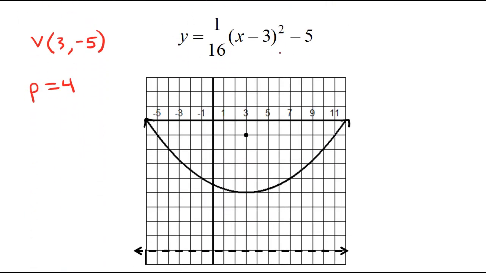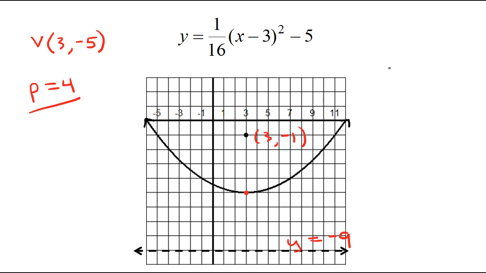Okay, here's my equation again. I know that the vertex is at 3, -5. That's this point right here. Now, because I figured out that p was 4, in order to get to the focus, I would go 4 units up, and this is the point 3, -1. That's my focus. And then I would go 4 units down to get a horizontal line. This is the line y equals, well, let's see where that is. This is -5, -6, -7, -8, -9. The line y equals -9 is my directrix.